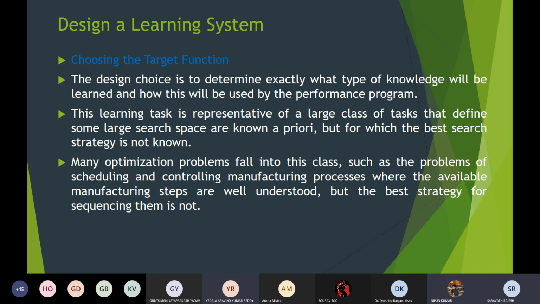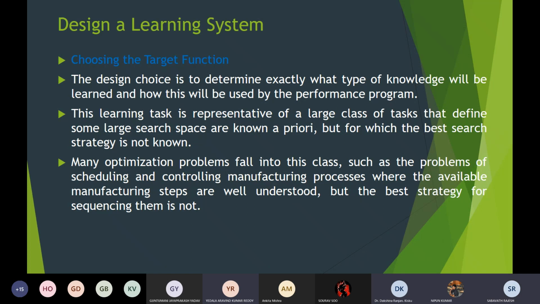Now, to learn the representative of a large class of tasks, take the example that we have seen in the last class, the checkers playing game. In the checkers playing game, we make a large class of tasks. So what is the task? The task is to find the best possible board state. Board state means that after every move of the pieces, we can have a new board state.